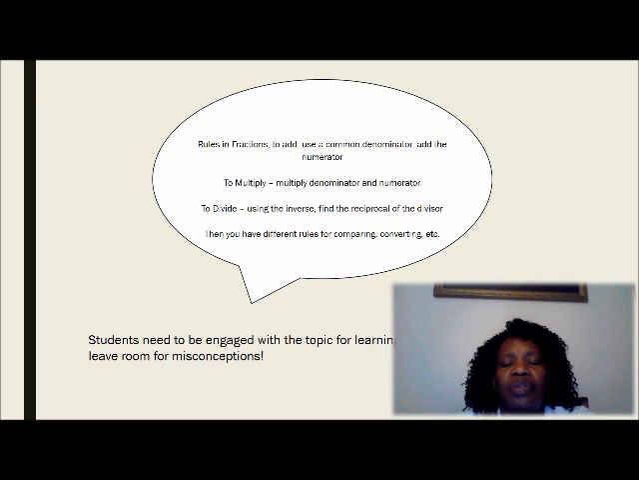So let's look at what it is about fractions. Students understand that a fraction is a part of a number. They know that. But what they don't know are the rules. And the rules vary for every single operation in fractions. You have rules for adding, rules for multiplying, rules for dividing, rules for converting, rules for everything. There are more rules in fractions than there are in the code.